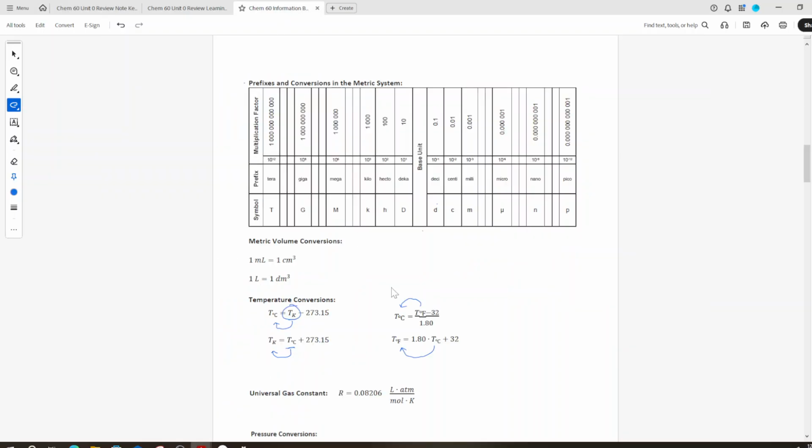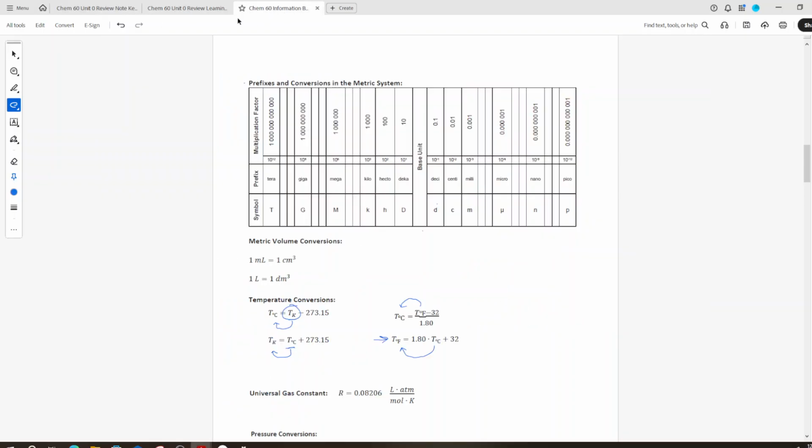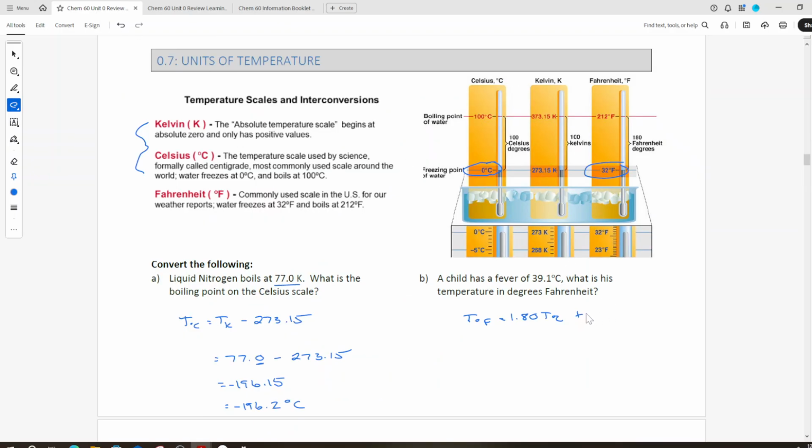Okay, the next thing that we're going to do is convert from Celsius into Fahrenheit. Again, I look in my information booklet and find the formula that converts from Celsius into Fahrenheit: the temperature in degrees Fahrenheit is equal to 1.80 times the temperature in degrees Celsius plus 32. All right, go ahead, plug that in and see if you can answer to the correct number of sig figs.